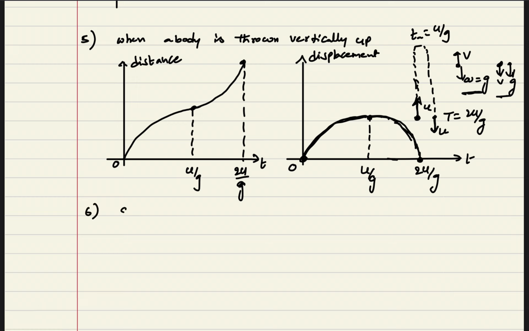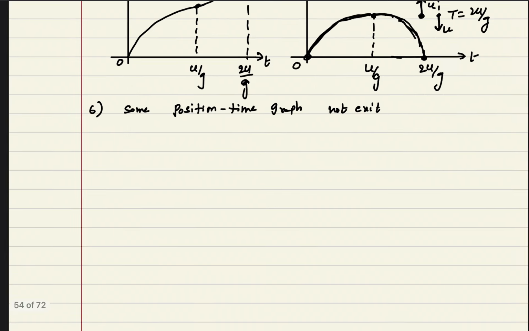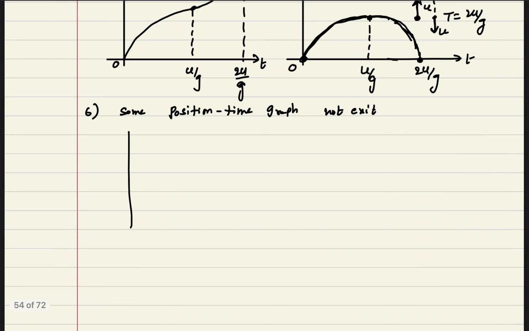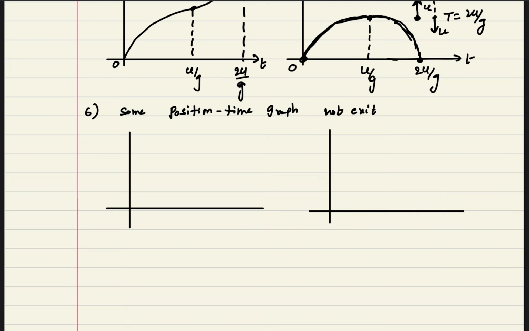Okay, there are some graphs which do not exist. I am writing some graphs. Which position time graphs are not possible? Some position time graphs do not exist. If I draw the graph like this, I will draw two graphs here.